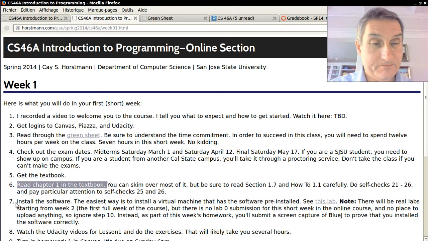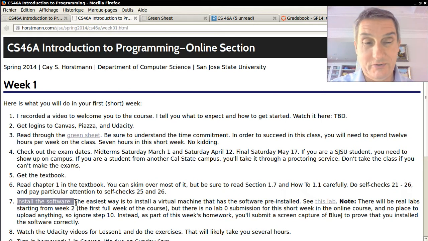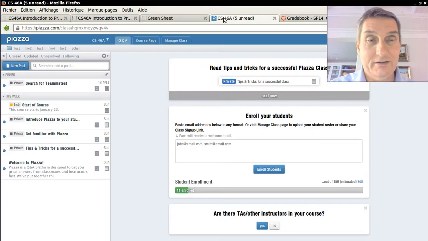Install the software. Now that's going to be somewhat tedious and time consuming, and it's quite possible that you'll run into some issue. And if you do, then please go to Piazza and put up a question there, and you'll see how that works. There'll most likely be other people who have experienced similar issues and who can give you some advice. And if they can't, I'll certainly jump in right away and help you out.